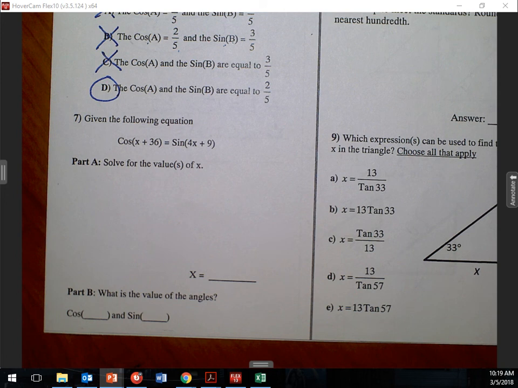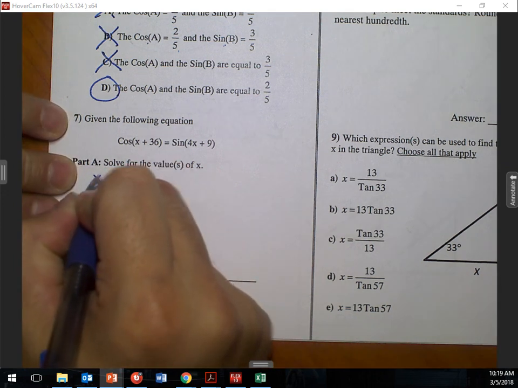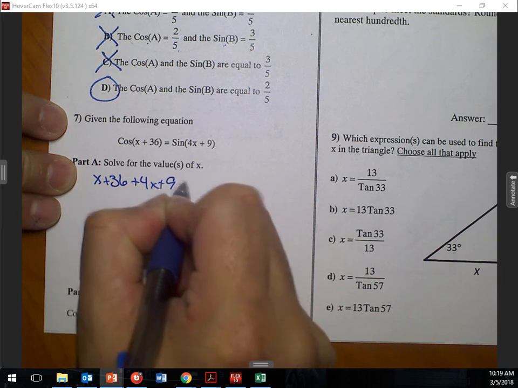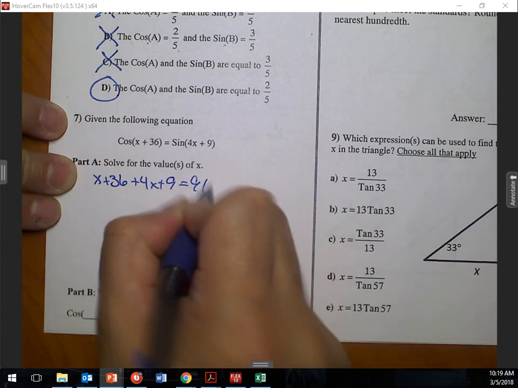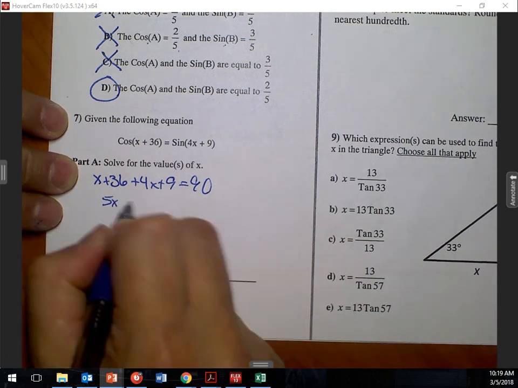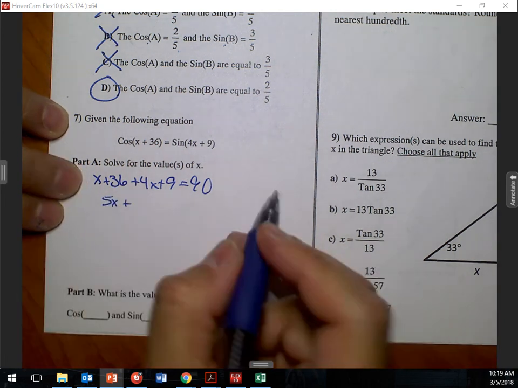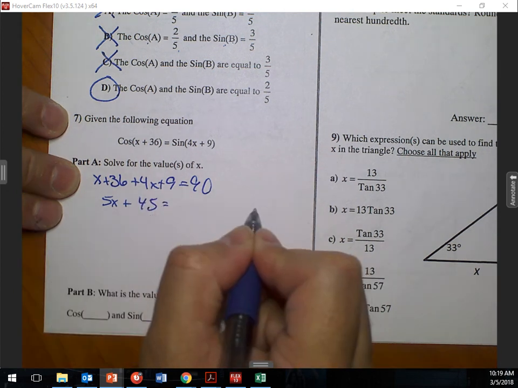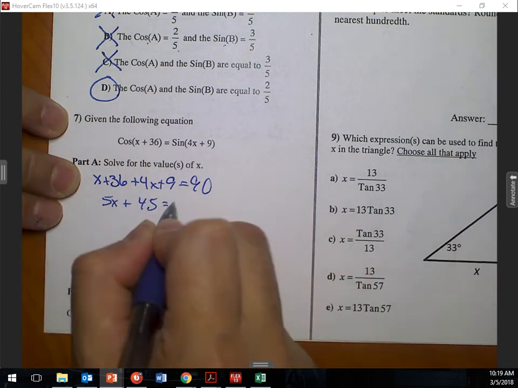All right, how do I go about solving this one right here? You have to make sure they add up to 90. They will add up to 90, right? So if they're adding up to 90, I would write x plus 36 plus 4x plus 9 equals 90. How many x's? 5. Very good. 5x plus how much? 36 plus 9 is 45. 5x plus 45 equals 90.